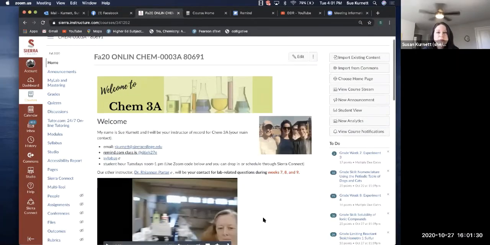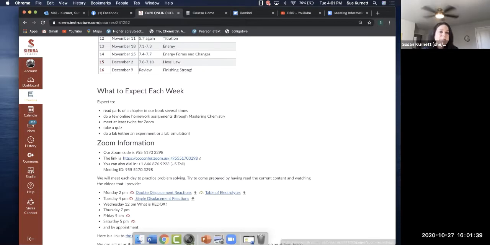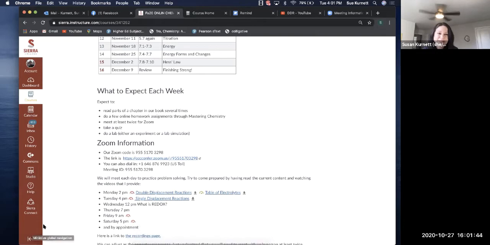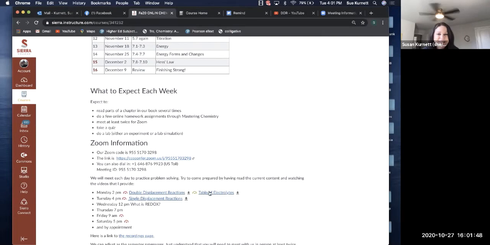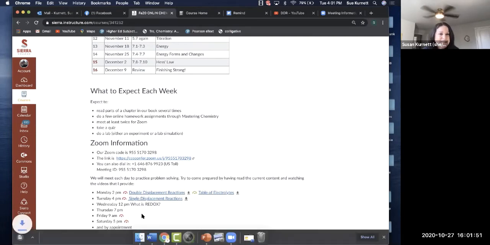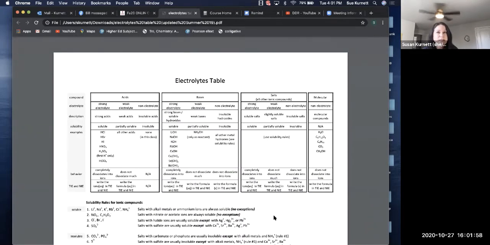So here we are on the home page. Double displacement reactions were the notes from yesterday. I have 3 more slides to go through, and here's the table of electrolytes. The table of electrolytes will be useful as you do the lab this week. There's no exam this week. See, I don't know why it's not showing me. There we go. So the table of electrolytes looks like this, and we're going to use it for what we did yesterday, and we're continuing today, double displacement, and also for single displacement reactions.